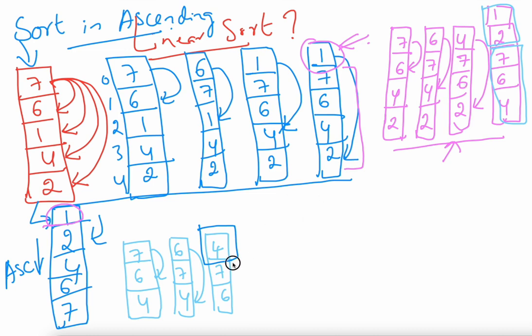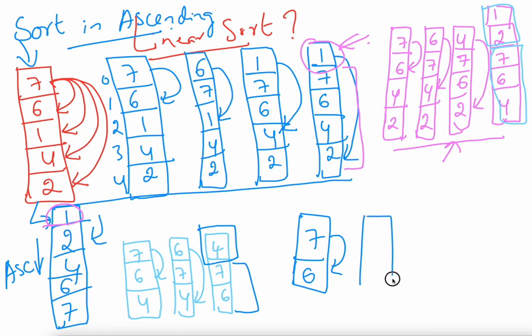Now the remaining part is 7 and 6. Now we'll compare this. Is 7 less than 6? No. Then we need to swap. The result will be 6 and 7. Now this part is also sorted.